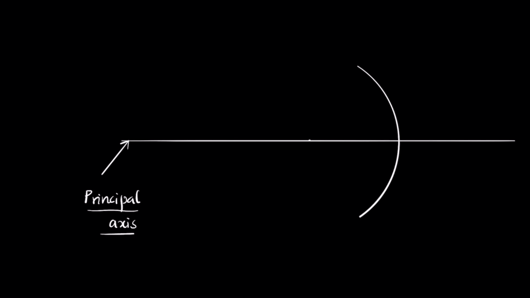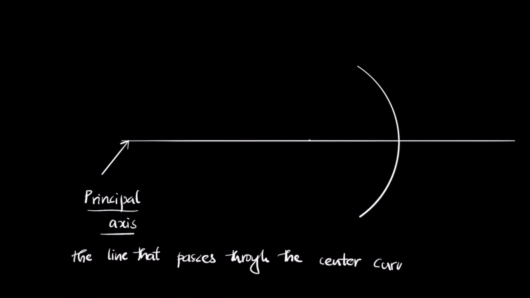So the principal axis is the line that passes through the center of curvature. What is the center of curvature? So I already told you that the mirrors are generally cut from a sphere. So the sphere's center is called the center of curvature. And this length from the center to the mirror is called R, or the radius of curvature.